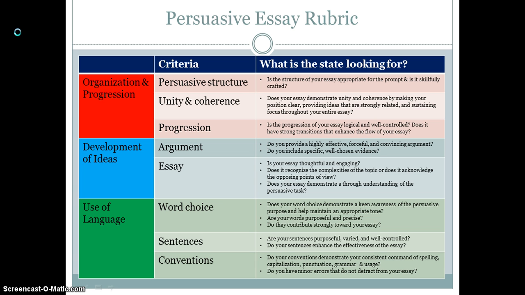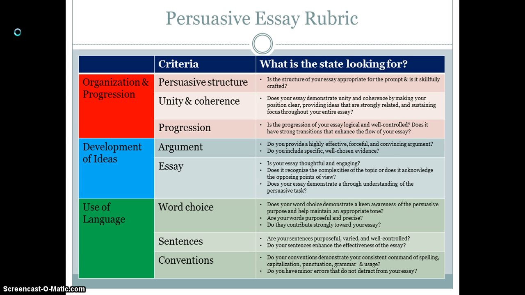Let's begin by examining the state's English 2 EOC Persuasive Essay rubric. This document is a shorthand version of the lengthy rubric with which the state has provided us. However, all the information is essentially the same. The state will score your essay based on three main categories: organization and progression, development of ideas, and use of language. In order to judge the organization and progression of your essay, various criteria will be examined.